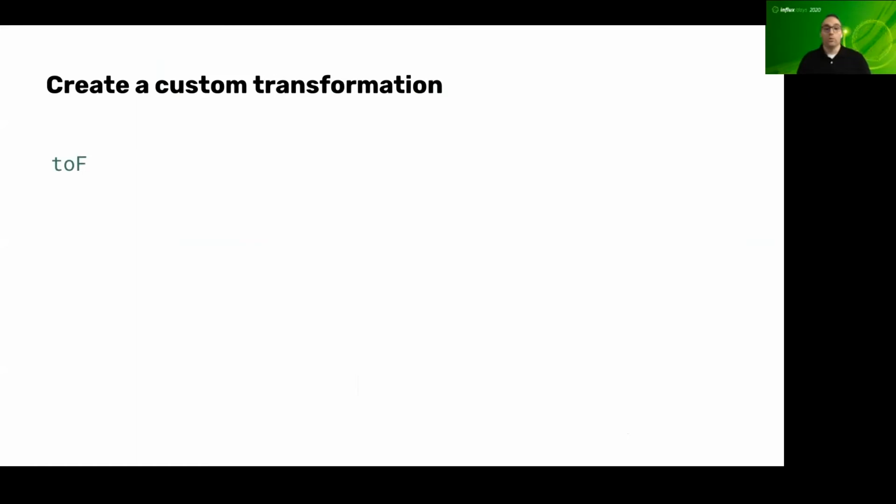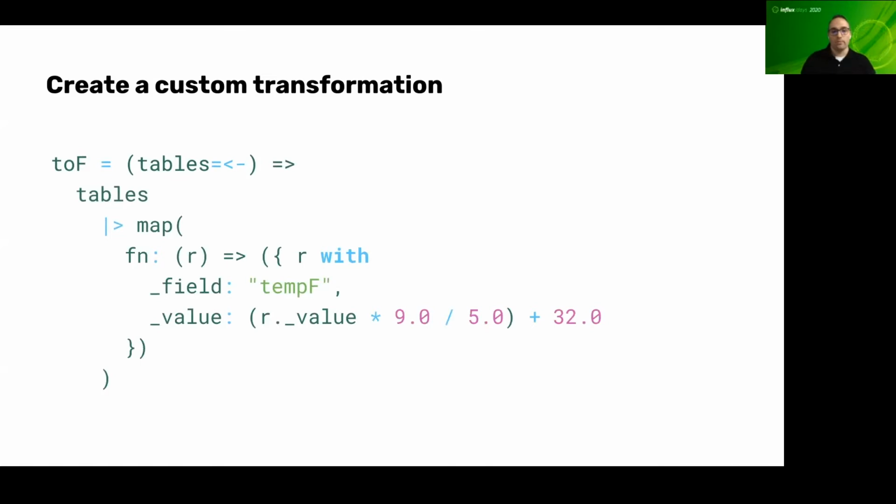So let's say I want to encapsulate this conversion of Celsius to Fahrenheit into a custom transformation. I'll call it 2F. I'll define parameters necessary to run the transformation. In this case, I just need input tables. So I'll have my tables parameter that defaults to any data that is pipe forwarded into the transformation. I then take my input tables and I remap the row record using the transformation that we talked about before. I am redefining the field, it's now temp F, and then I'm converting the Celsius temperature value to a Fahrenheit value.